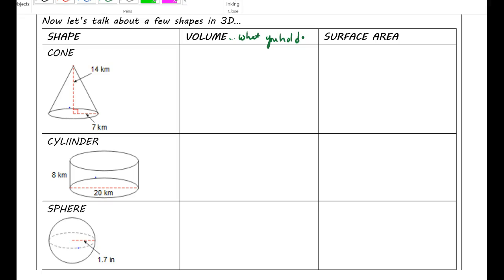And there are special formulas for these. So I'm going to write the formulas down that are actually on the formula chart for the state of Texas, for the STAAR test or for the EOC.